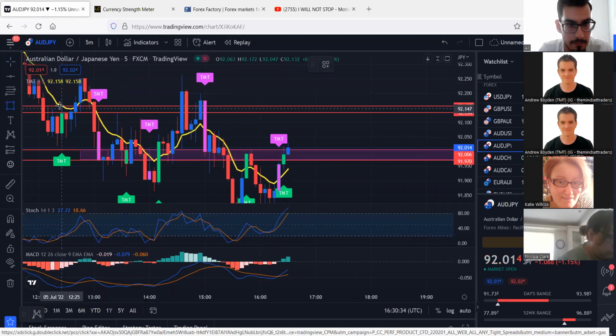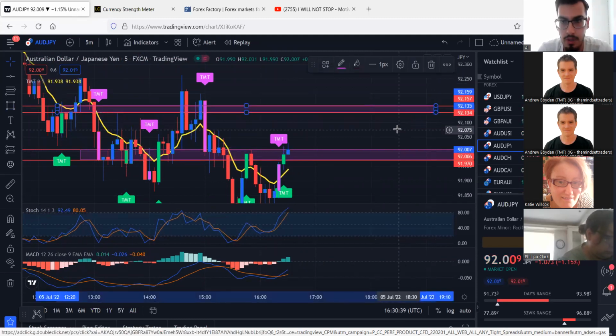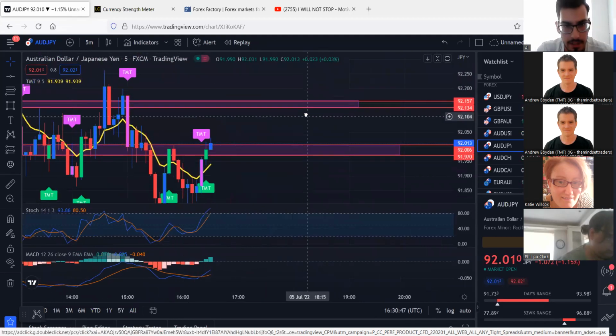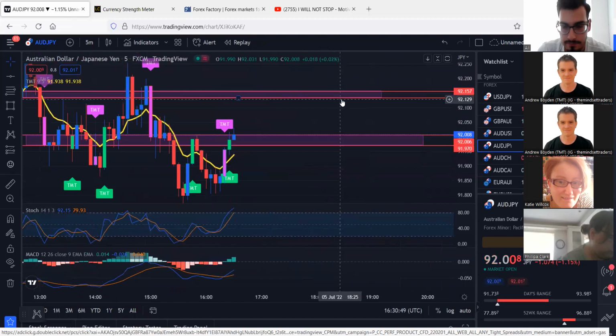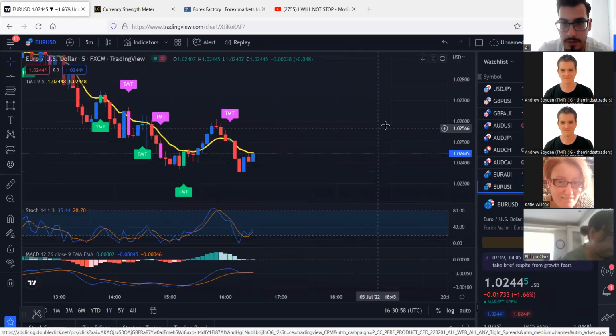This is our second area. I will draw that now. There we go. The second area is from 134 to 157. Now that we have AUD JPY sorted, we can look at Euro USD. Oh, sorry, Euro USD. There it is.